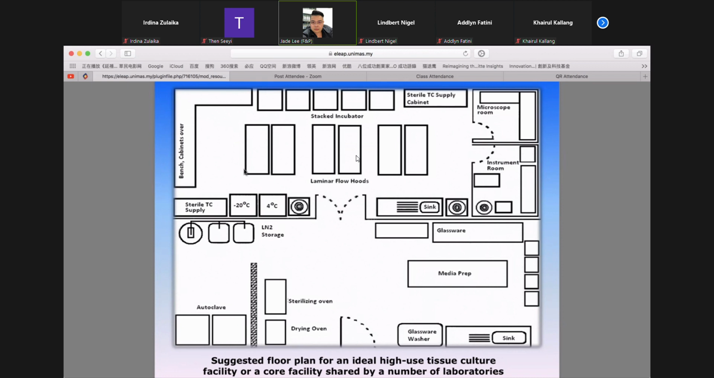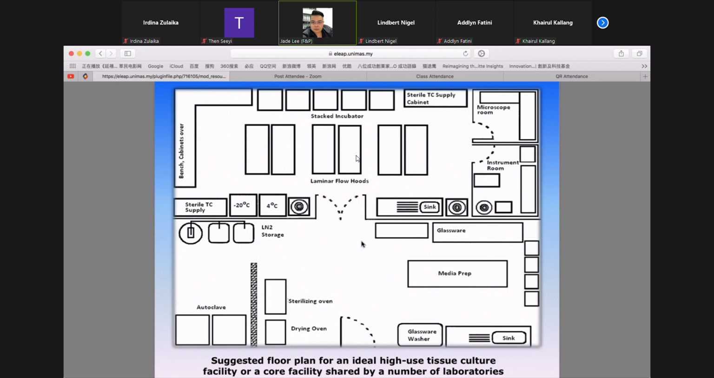As you can see, we have a stack incubator just next to the laminar flow hood. So we have 6 laminar flow hoods here, and we have a stack of the incubator which is just next to it. So always remember that the incubator should be next to the laminar flow hood. That's very important. And you also have the microscope room for some data analysis, and you should have the instrument rooms as well. And you should also have the sink next to it, which is easier for you to do some washing up.